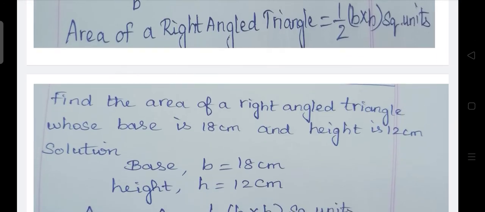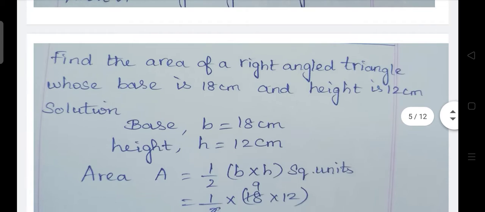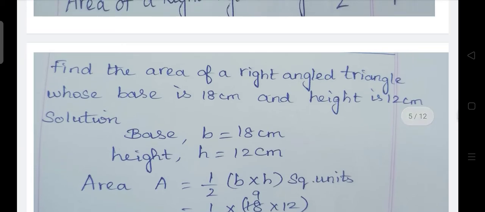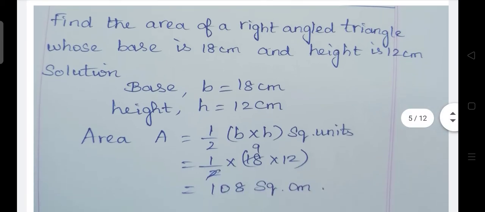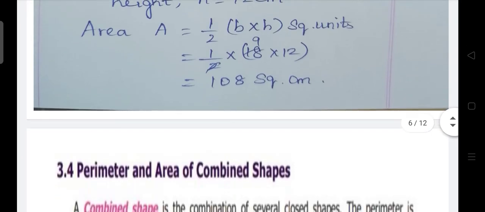See the example, base is given 18 cm, height is 12 cm. Find the area of the right angle triangle. So area is equal to half base into height square units. 1/2, 18 into 12. Cancel 12 with 2 and 18, you will get 9. 9 12s are 108 square centimeter. So area is 108 square centimeter.